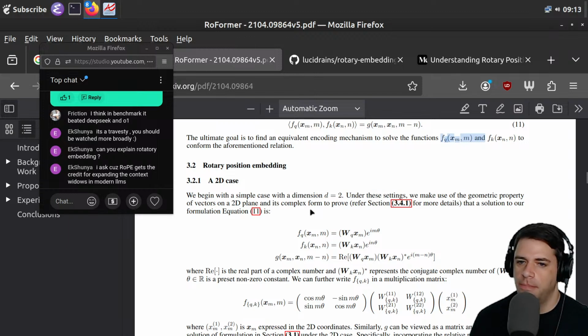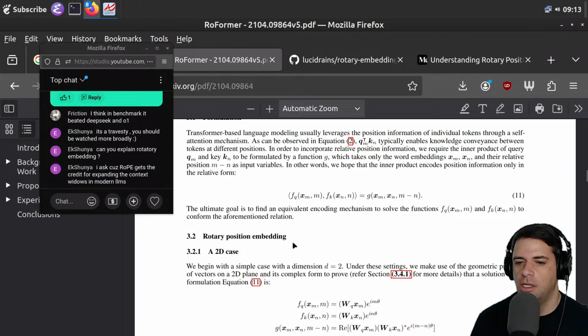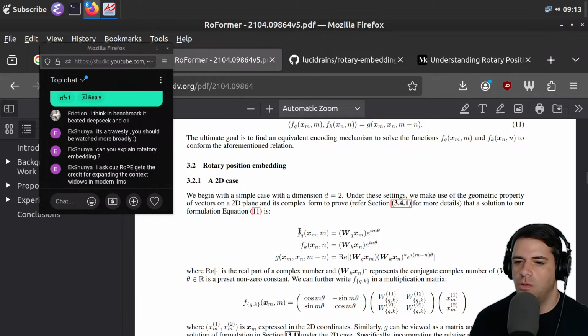And here's the 2D case. Under these settings, we make use of the geometric property of vectors on a 2D plane and its complex form to prove that a solution to our formulation in equation 11, that's this thing, is that whatever W_q x_m is, I think that these are the same W_q and W_k from the original attention, but we're basically just going to multiply in the complex world by e to the i m theta, e to the i n theta. This is equivalent to rotating in the complex plane.